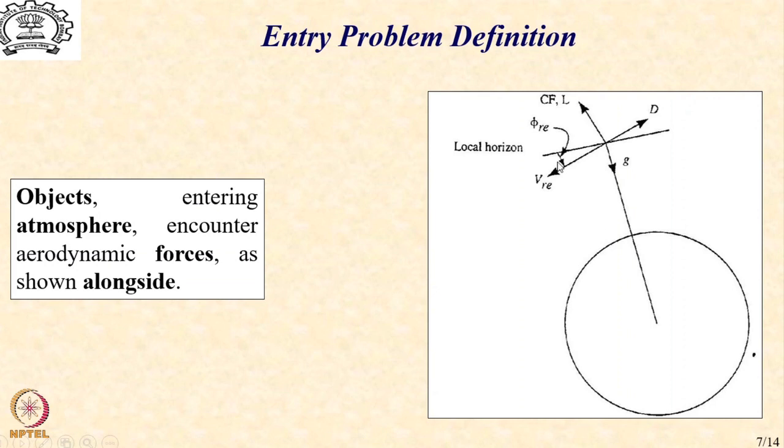Apart from this, we can clearly see that as it enters the atmosphere, it will generate a drag force which is opposite to the velocity direction. It will have a gravitational force which will be pointed towards the radial direction, and in general, if it is a lifting vehicle, it will also generate a lift, and a new force which will appear in this context is represented through CF, or what is called a centrifugal force, because the trajectory will not be a straight line, but it will be a curved trajectory, either circular or any other curvilinear form.